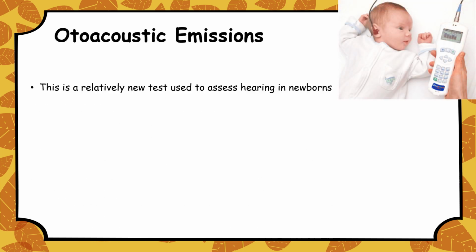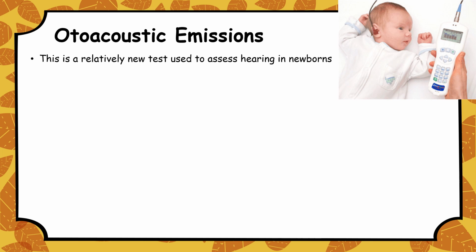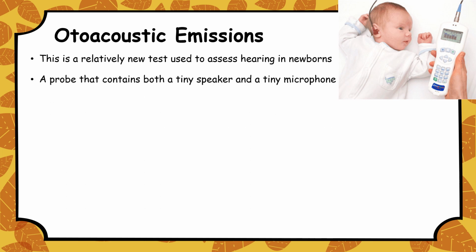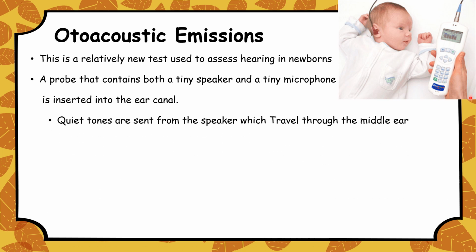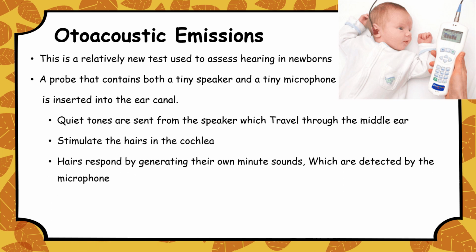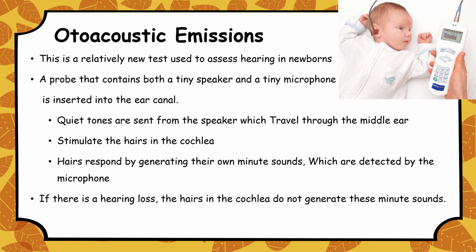Otoacoustic emissions. It is a relatively new test which is used to assess hearing loss in newborns. A probe that contains both a tiny speaker and a tiny microphone is used. It is inserted into the ear canal. Quiet tones are sent through the speaker, which travel through the middle ear. It stimulates the hair cells in the cochlea. The hairs respond by generating their own minute sounds, which are detected by the microphone. So if there is a hearing loss in the cochlea, they do not generate any sound.